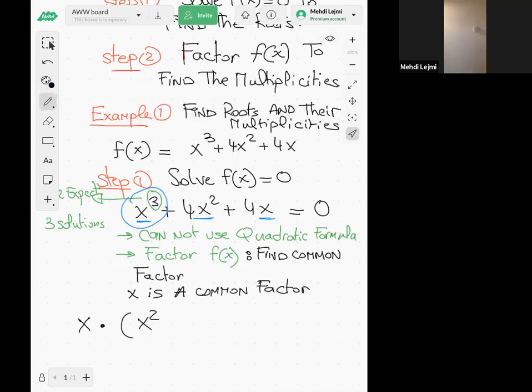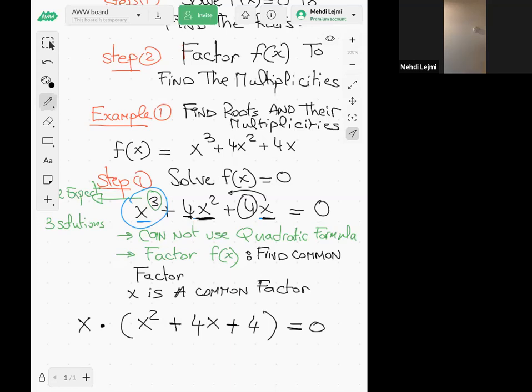Then we're going to have plus 4, so here's my 4. There's x squared, so I need to multiply x by x, right? So that's 4 plus 4x. And then here, of course, there's 4 times x. So if you pull out the x, then you are left with 4. So here it's plus 4, right? That's equal to 0. All right. So it's x times x squared plus 4x plus 4 equals 0.